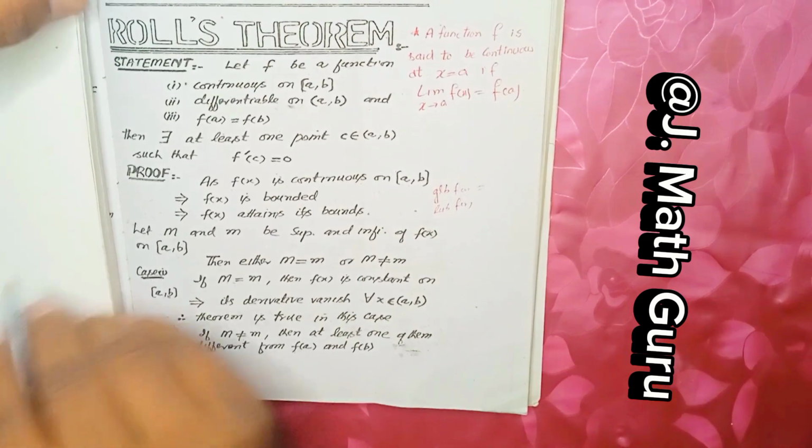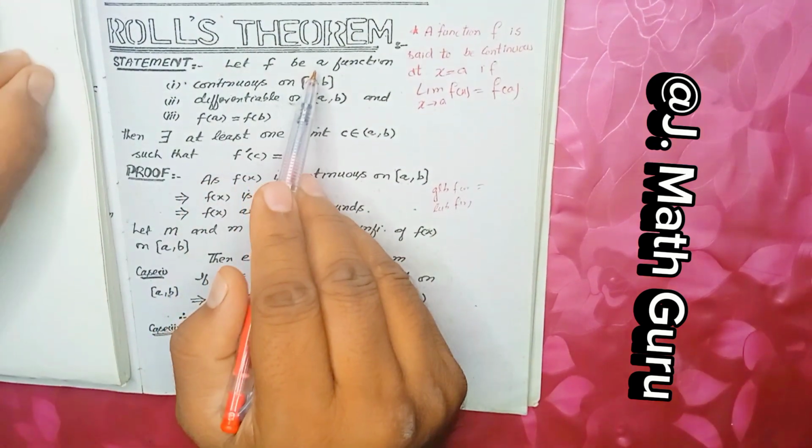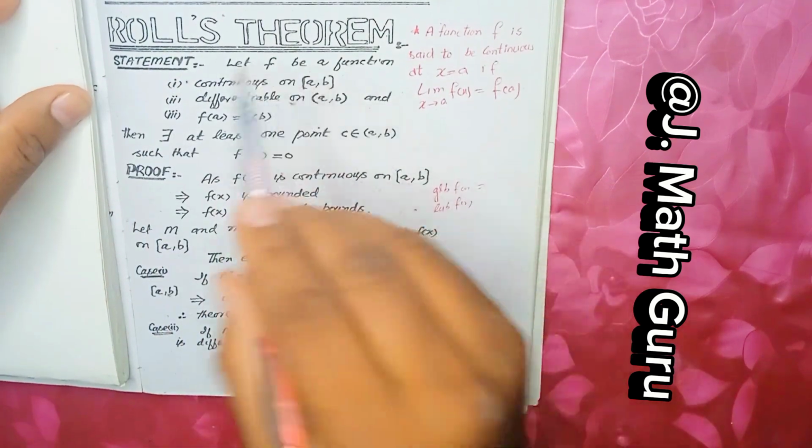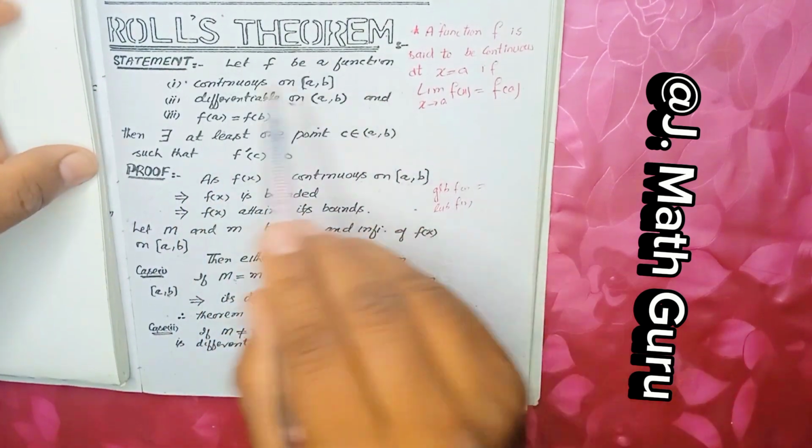We have Rolle's theorem. The question is: state and prove Rolle's theorem.